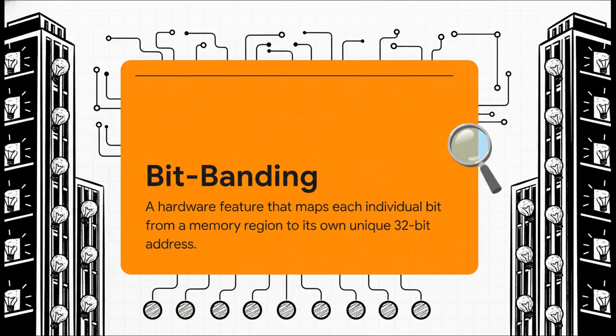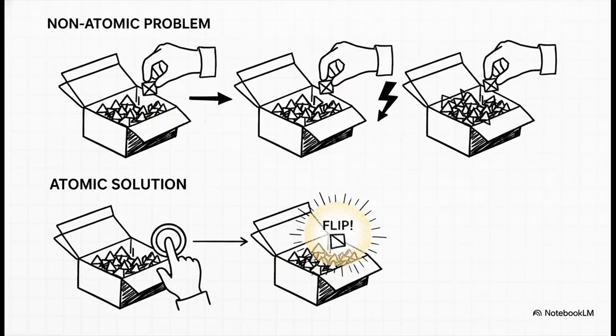The hardware takes a big chunk of memory, and it gives every single bit inside that memory its own unique address. Imagine giving every single light bulb in a skyscraper its own personal light switch down in the lobby. That's bit banding. So, why on earth would you do that? Well, because it allows for something called an atomic operation, one that is indivisible, one that cannot be interrupted.